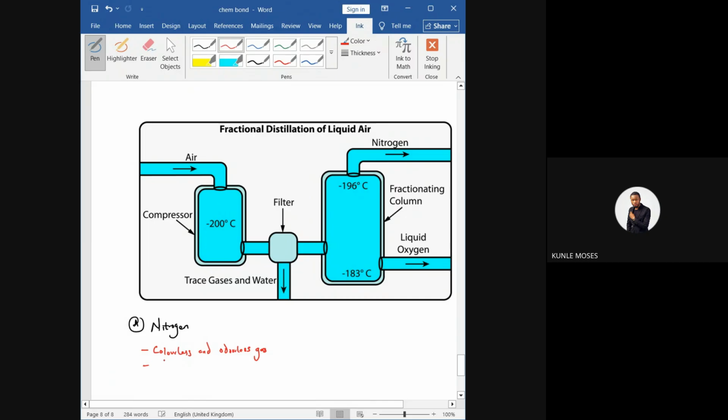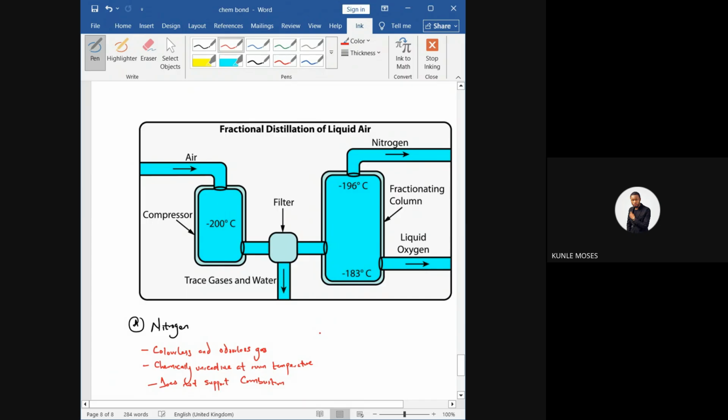They are chemically unreactive at room temperature, and they do not support combustion. These are the major things.